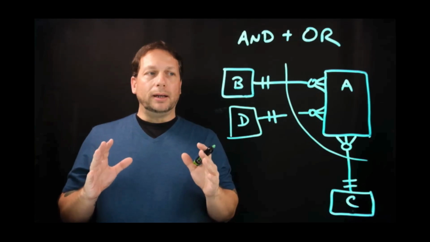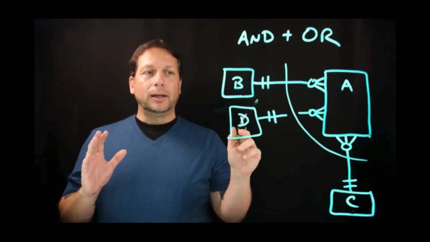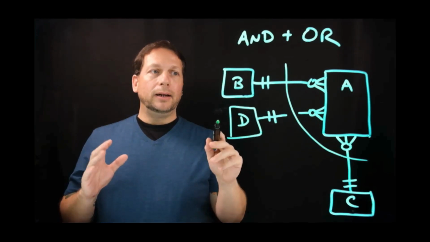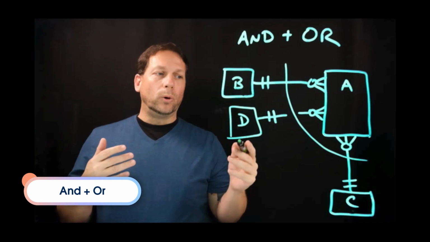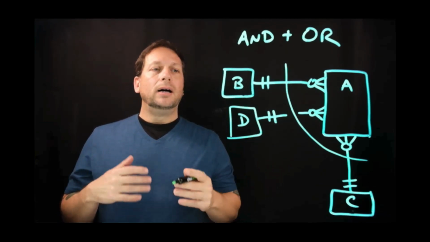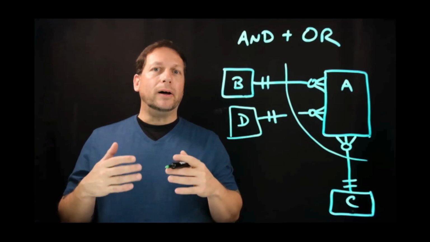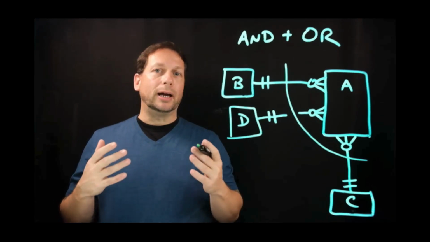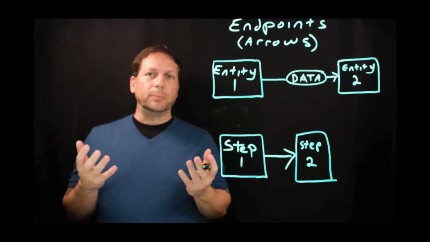Now what we're saying is that an instance of entity A has to be related to an instance of entity D, and it has to be related to an instance of entity B or an instance of entity C. So that's how you can show those multiple relationships and all the different AND and OR logic using connectors and endpoints. Now let's talk about using arrows as endpoints.